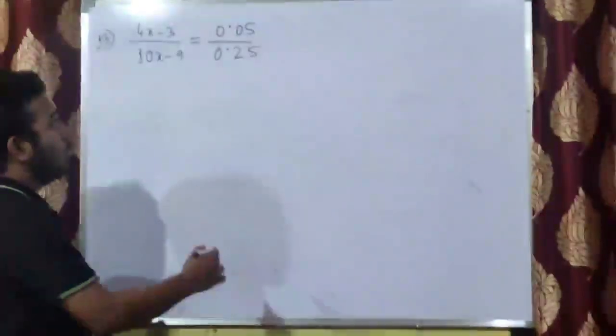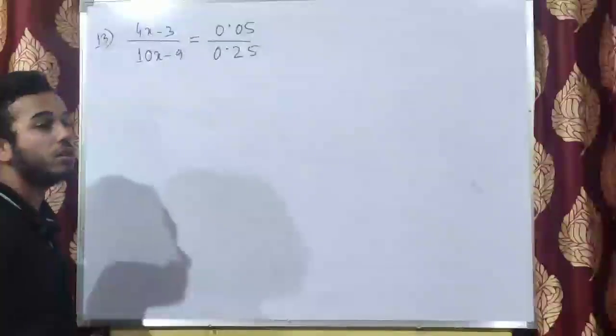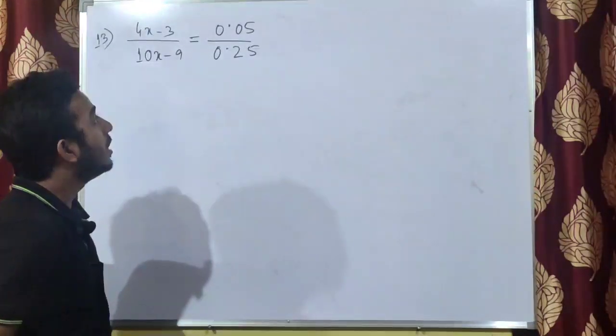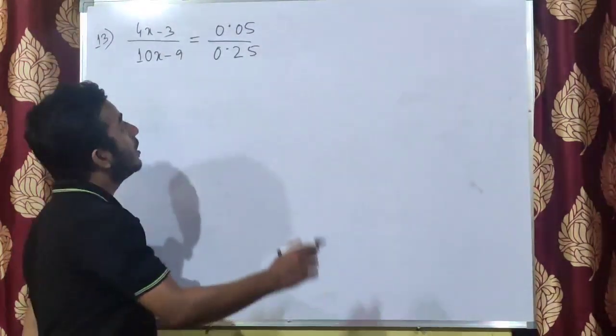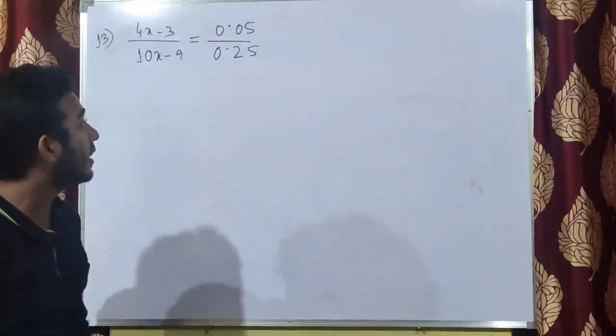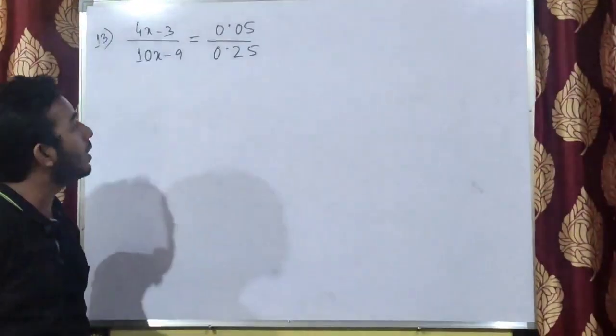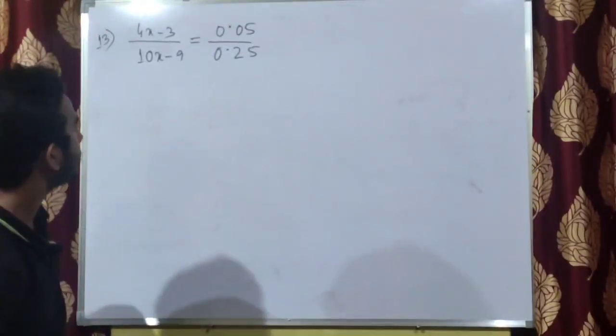Now look here. As there is a decimal, it is not a decimal fraction. So if we remove the decimal, it will be better for us. How will we remove the decimal? Look here. After the decimal, how many digits are there? There are 2 digits, right? So we will multiply by 100 in both numerator and denominator.